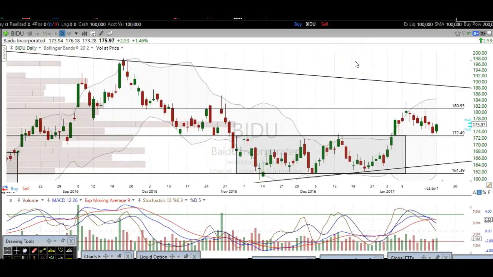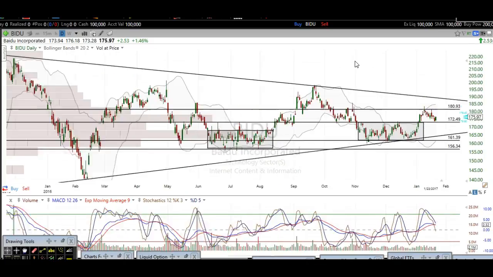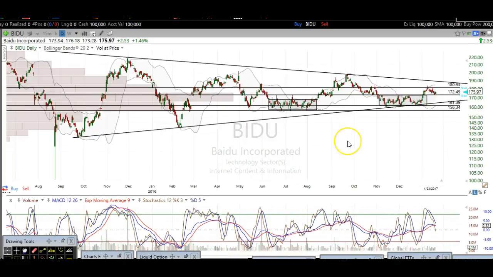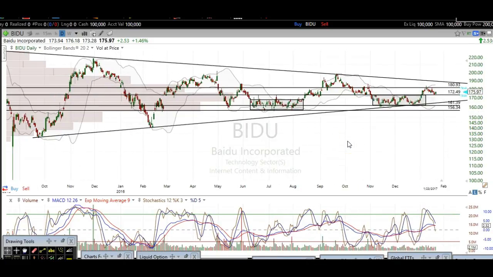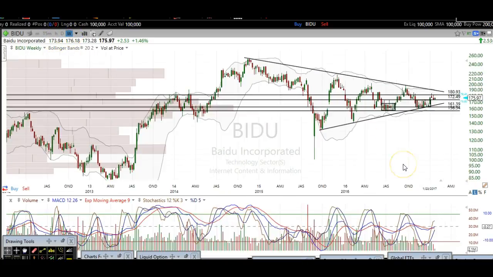The next one we're going to take a look at is Baidu. In Baidu, recently, I've really started to like this chart here, and I'm going to tell you why. The main reason here is if you look at the weekly chart, I'm going to get a big picture view here.